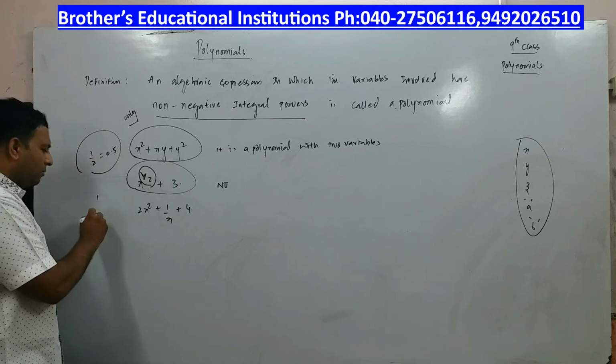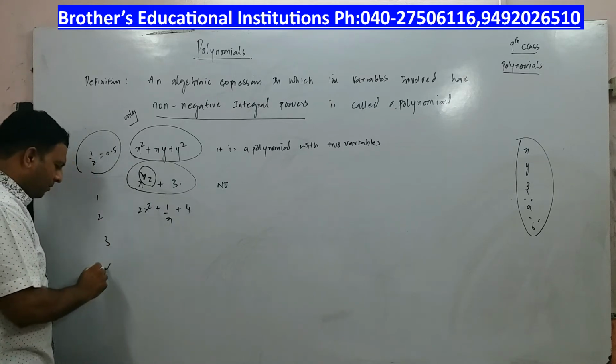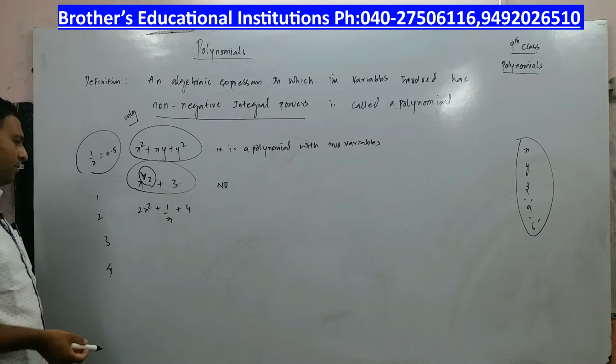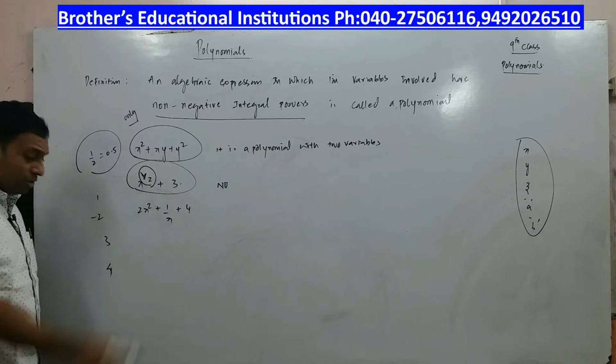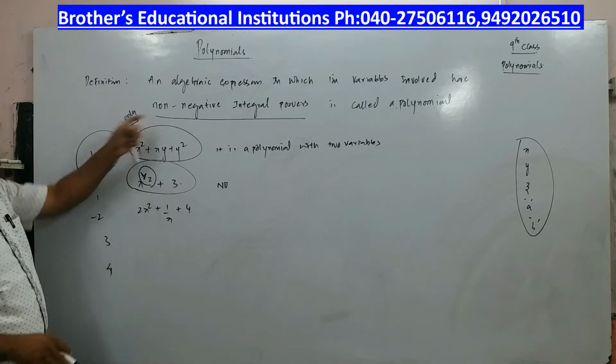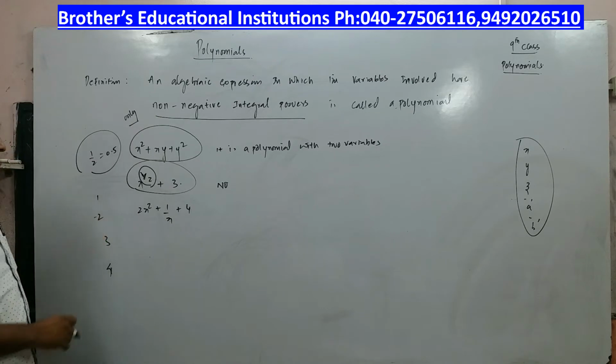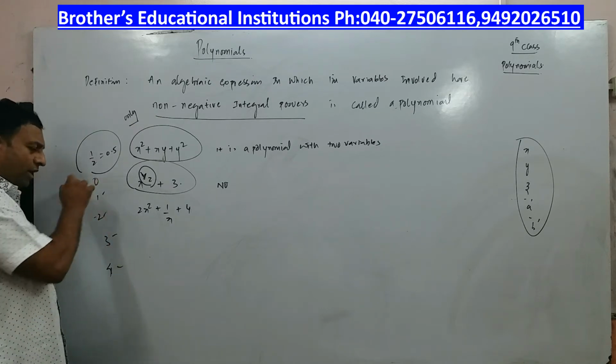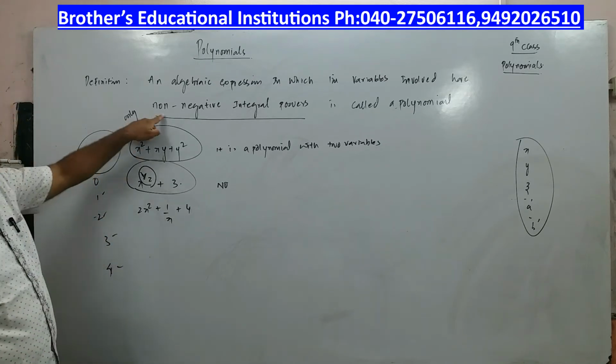1 is an integral number, 2 is an integral number, 3 is an integral number, 4 is too. So these are called integral numbers. I can say minus 2 is also an integral number. But here I said non-negative, so you should not get negative. So the power should be 1, 2, 3, 4, or you can say 0 also. But it should not be negative.